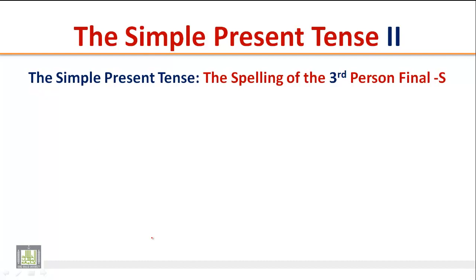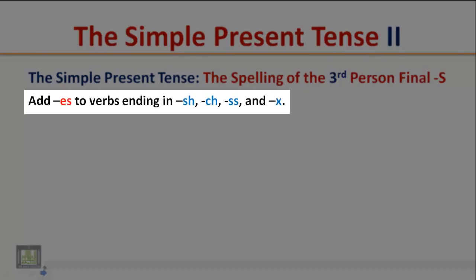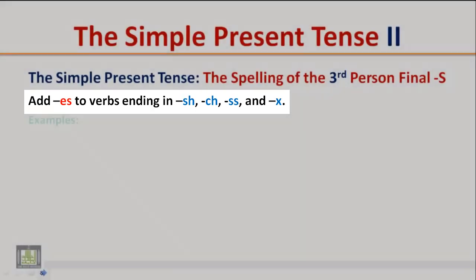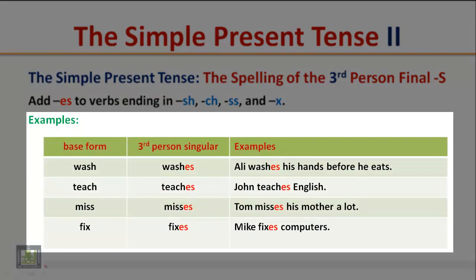Simple present tense: the spelling of the third person singular final S. Add es to verbs ending in sh, ch, ss, and x. Examples: wash becomes washes. Ali washes his hands before he eats. Teach becomes teaches. John teaches English. Miss becomes misses. Tom misses his mother a lot. Fix becomes fixes. Mike fixes computers.